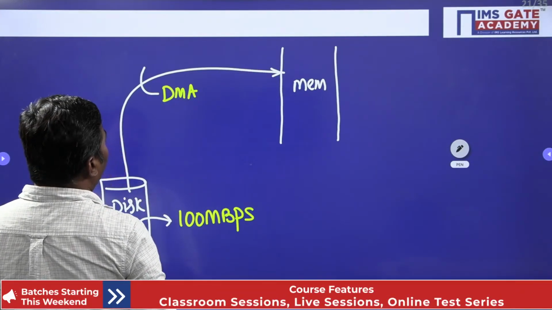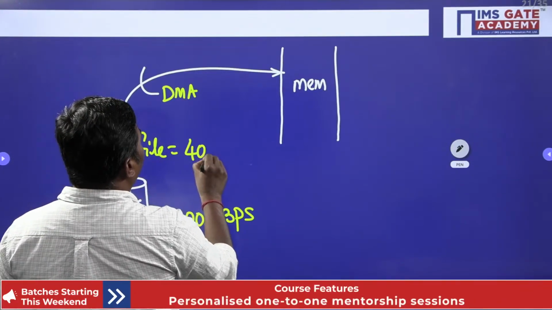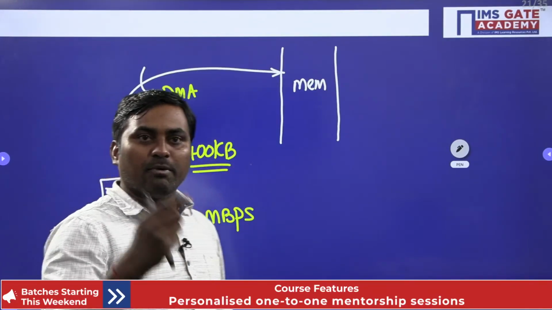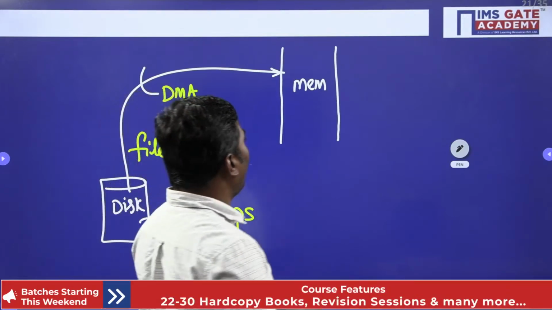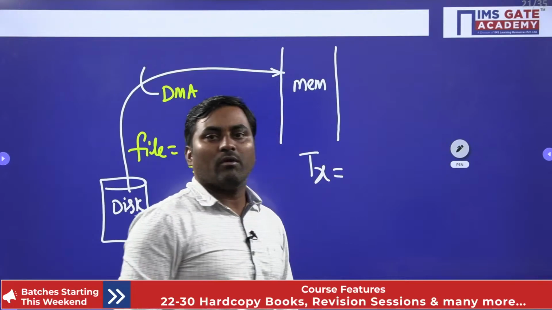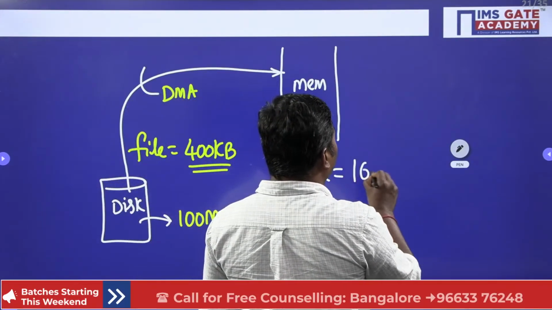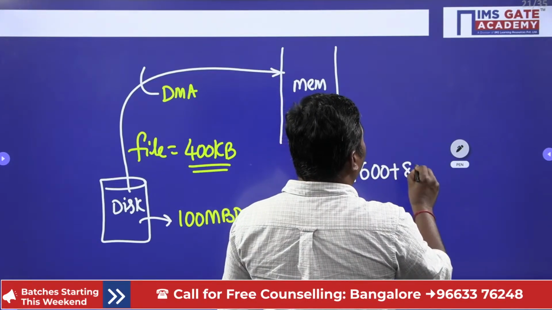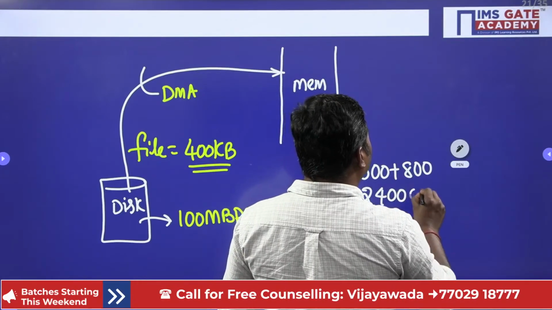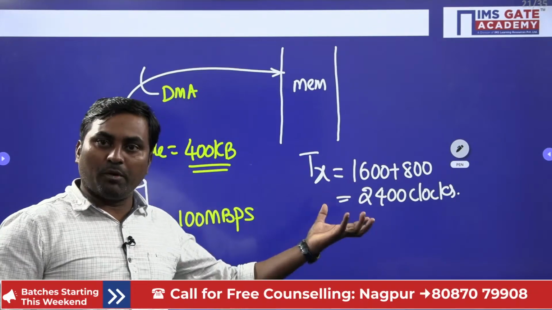Correct. How much data needs to be transferred? The file size is almost 400 KB. We have to transfer a 400 KB file, not 1 byte, so it is burst mode only. So what is TX here? TX is the preparation time. How many clocks does initialization take? 1600 clocks for initialization and 800 clocks for termination. Now a total of 2400 clocks is taken for this process. This is the preparation time.